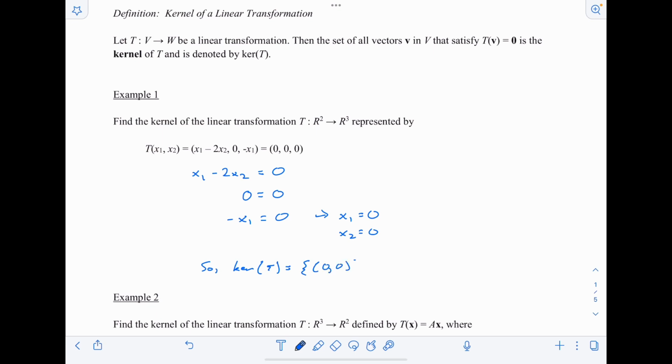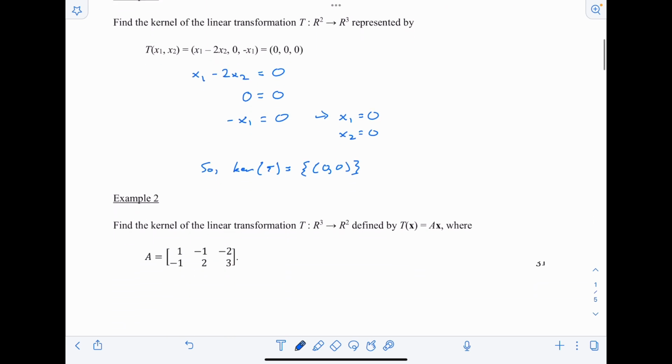And again, it's a subset. It is a set, so we're going to put that in set notation. All right, so that's a pretty straightforward one, just a real quick example to show you what a kernel is. Let's do one that's a little more involved.